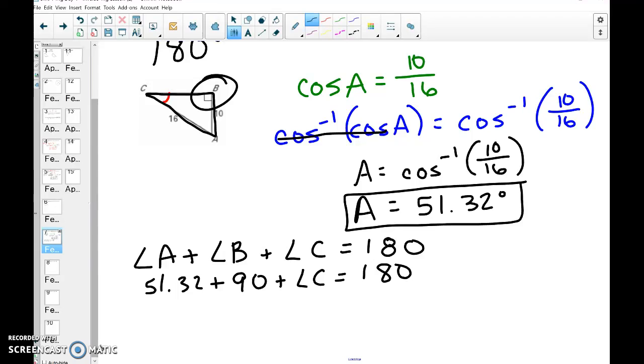Scroll down a little bit here. All right, we'll put these two guys together. We get 141.32 plus angle C equals 180. How do I get angle C by itself?